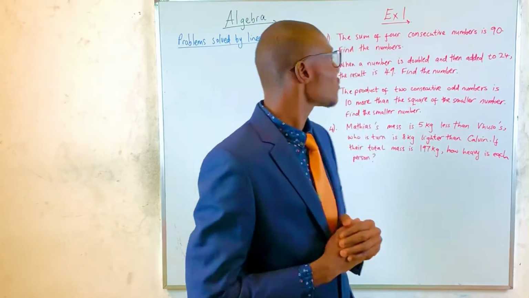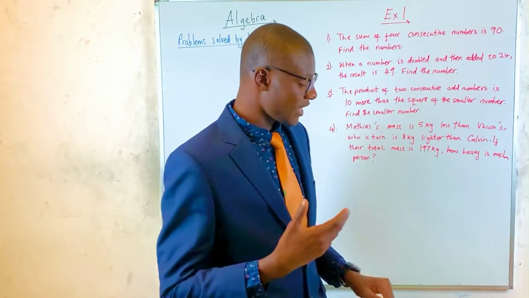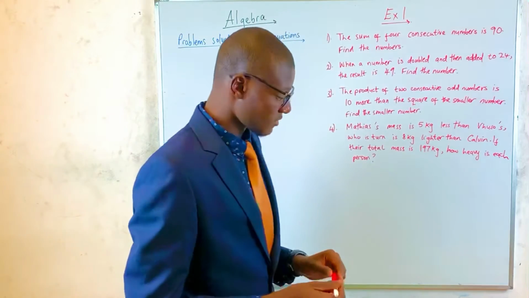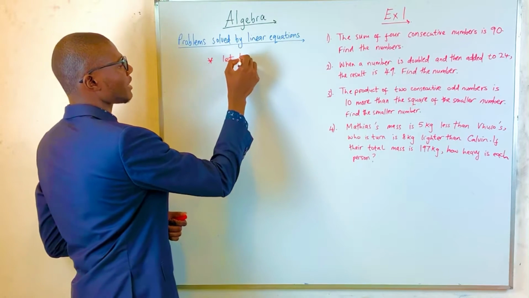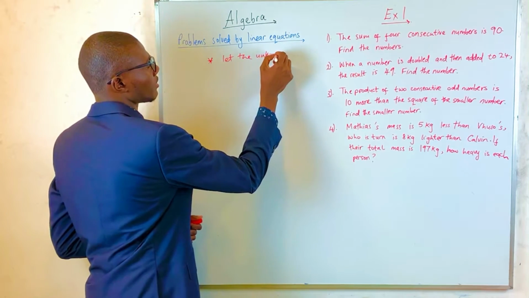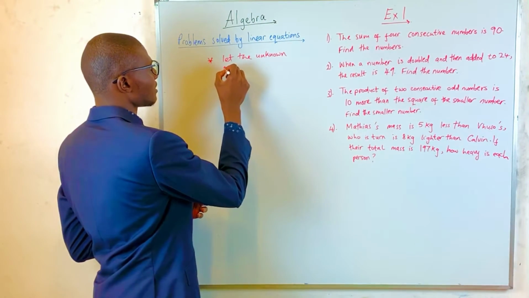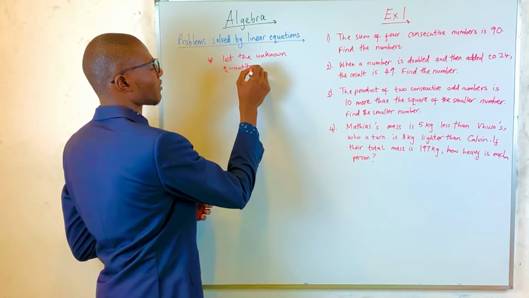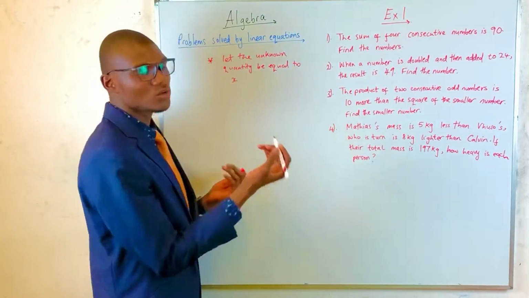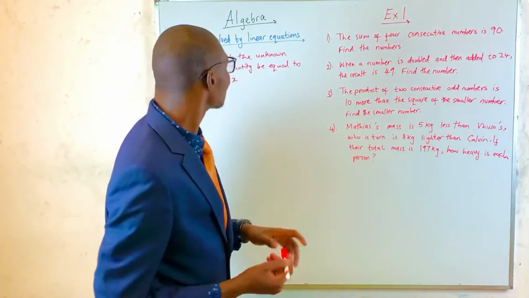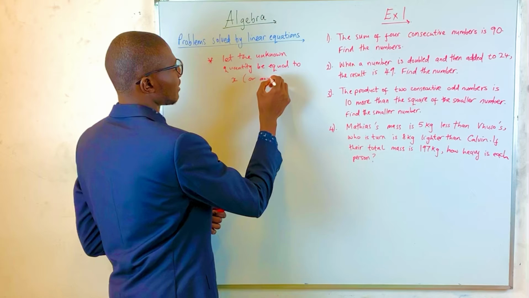In today's video, we're going to look at how we solve problems using linear equations. To start off, I'd like you to know these are the fundamentals. First, we have to let the unknown quantity be equal to something. Normally we can say x, or you can use any other letter, because this will make the calculation easier.